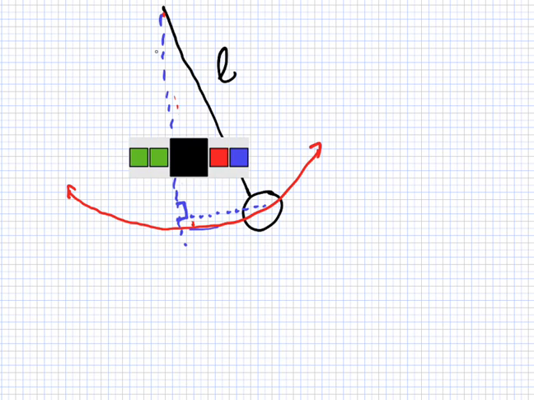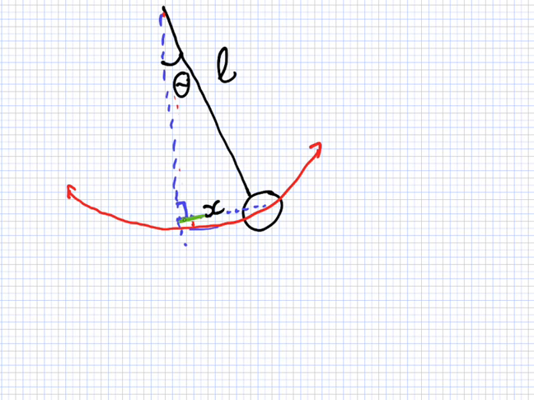Okay, so look, we'll call this angle here theta, and we'll call this distance here x. I'm saying the distance from here to here is x. Now what is sine theta here? Sine theta is x over L. Now do you have your calculator? Can you put your calculator in radian mode and calculate this?